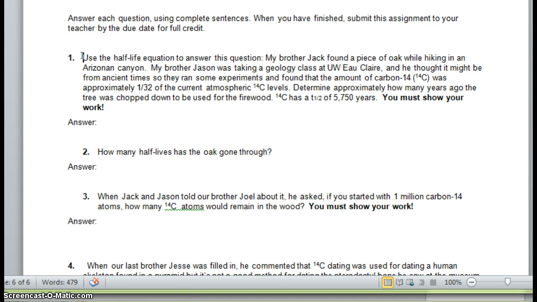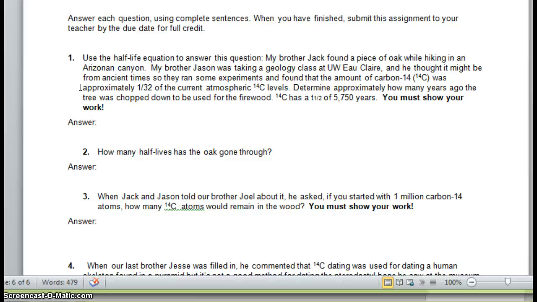Use the half-life equation to answer this question. My brother Jack found a piece of oak while hiking in an Arizonan canyon. My brother Jason was taking a geology class at UW-Eau Claire, and he thought it might be from ancient times. So they ran some experiments and found that the amount of carbon 14 was approximately 1/32 of the current atmospheric levels. Determine approximately how many years ago the tree was chopped down to be used in firewood. Carbon 14 has a half-life of 5,750 years.